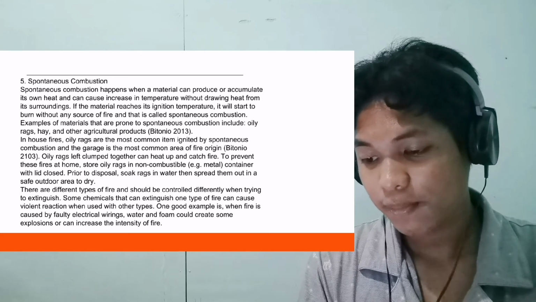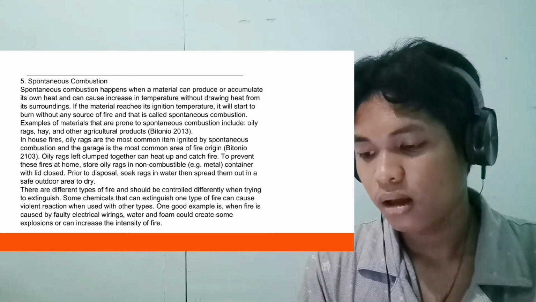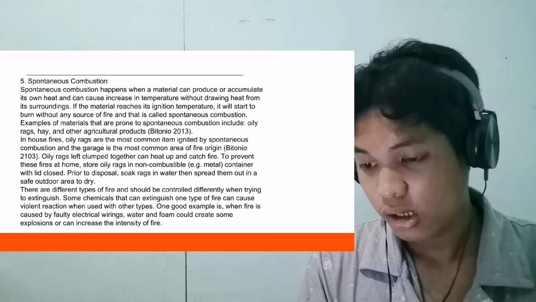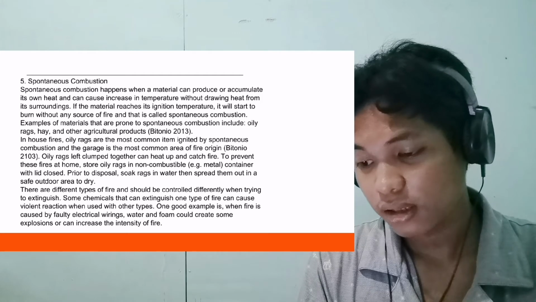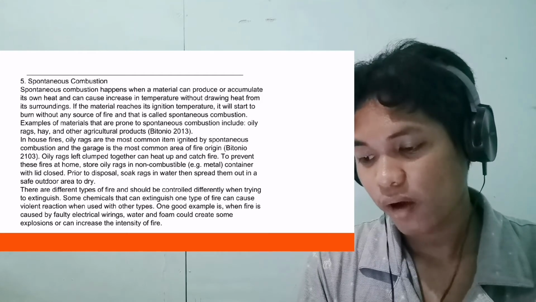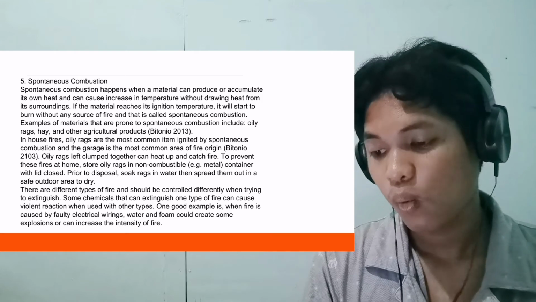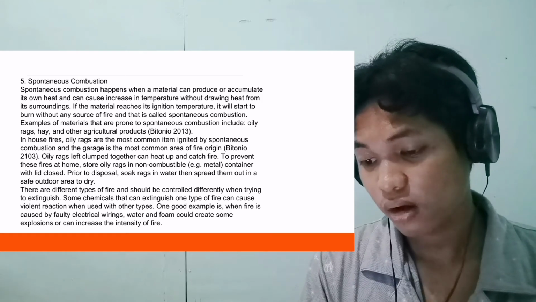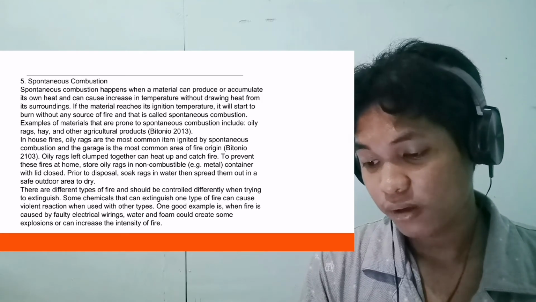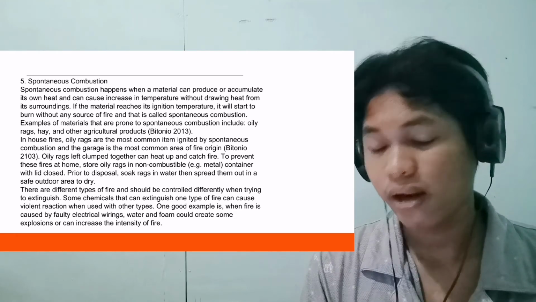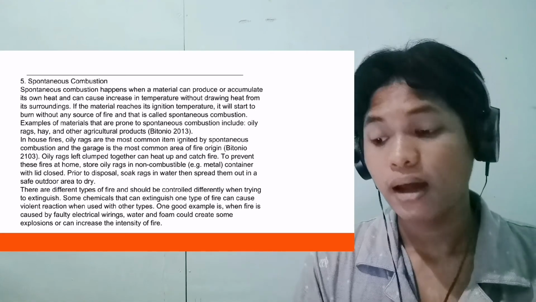There are different types of fire and should be controlled differently when trying to extinguish. Some chemicals that can extinguish one type of fire can cause violent reaction when used with other types. One good example is when fire is caused by faulty electrical wiring, water and foam could create some explosion or can increase the intensity of fire.